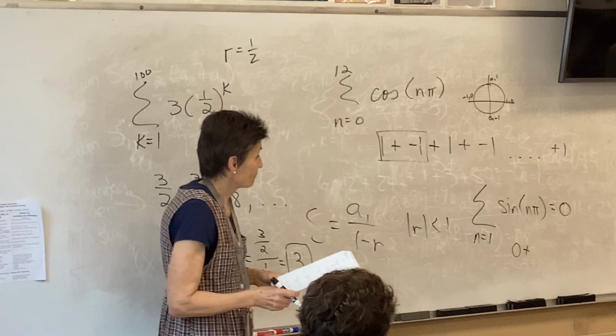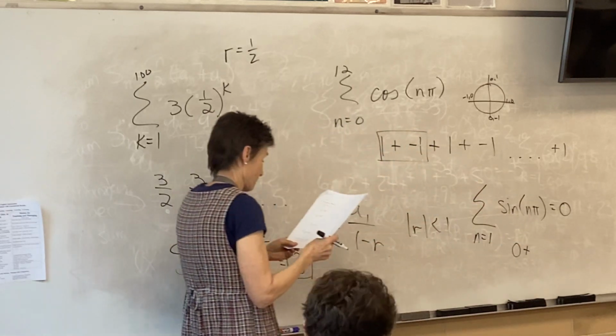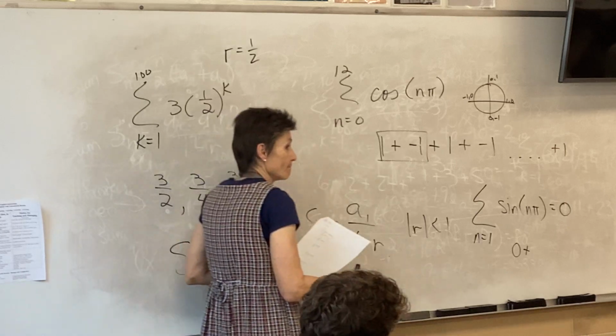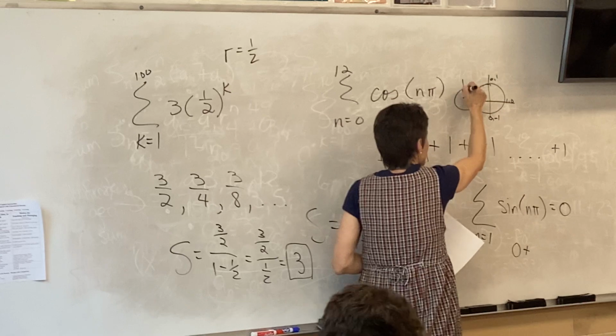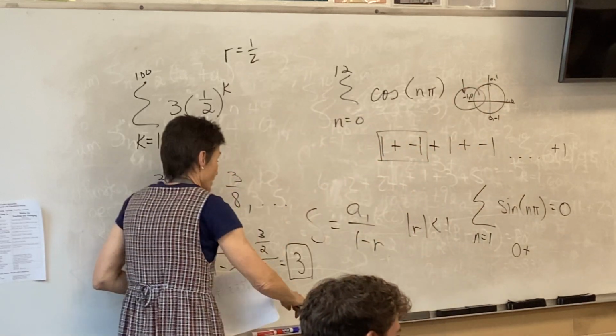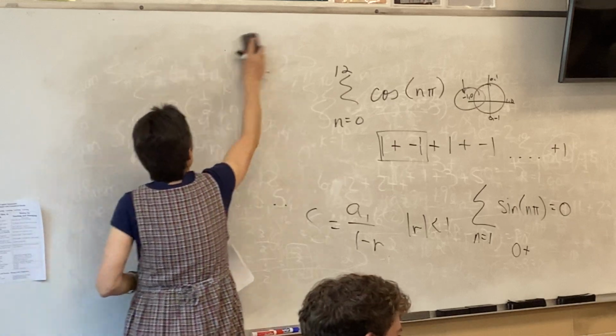Oh, wait, never mind. The answer is no, I read it wrong. Why is it cosine? I got this wrong. This is pi. Cosine is... Okay. Here we go.